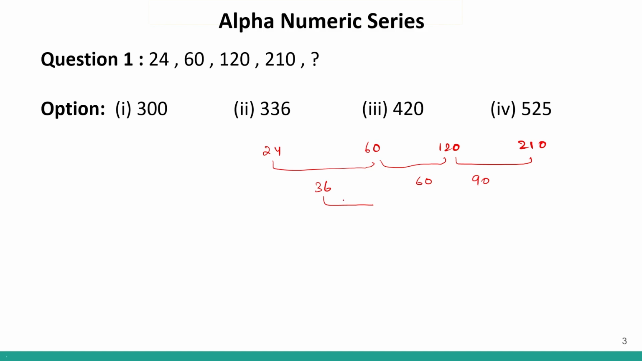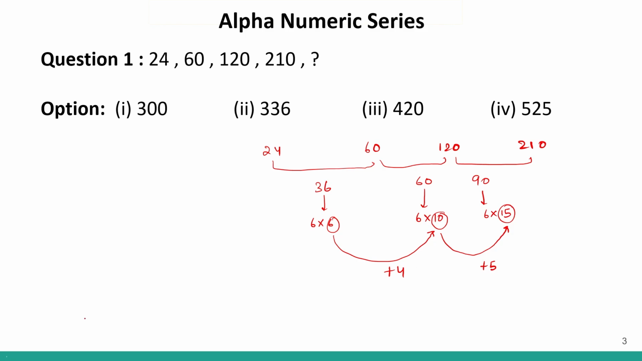36 is basically 6 into 6. Correct? 60 is basically 6 into 10. And 90 I can see is 6 into 15. Correct? 6 into 15 will give me 90. So now I can see the difference between these numbers. The difference between 6 and 10 is plus 4. Correct? And the difference between 10 and 15 is plus 5.